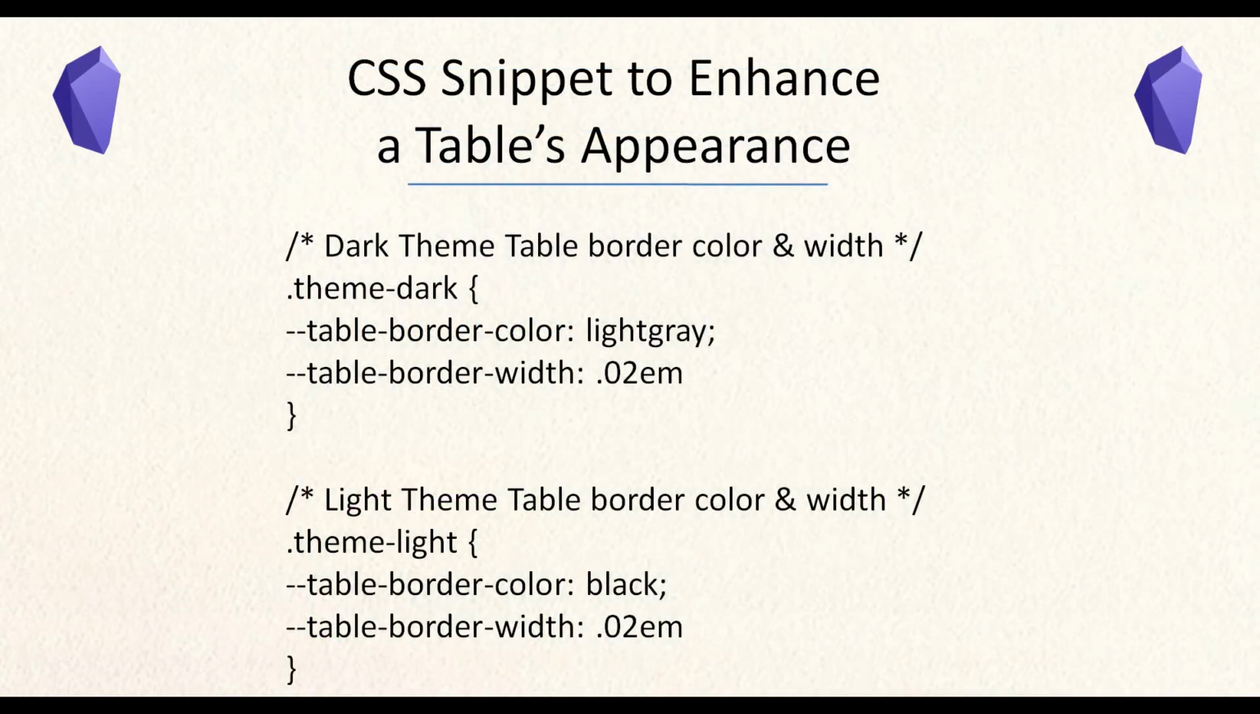On screen, you see a simple CSS snippet that allows an Obsidian user to change the color and thickness of a table's borders. A CSS snippet is a small block of code that lets Obsidian users set the style of a wide range of Obsidian elements. Basically, it lets us specify the color and, where applicable, the width of various Obsidian components.